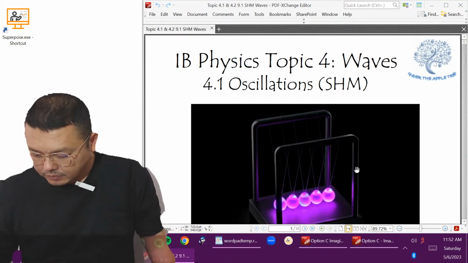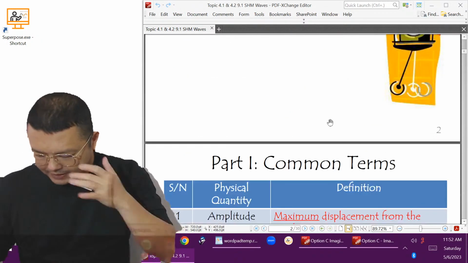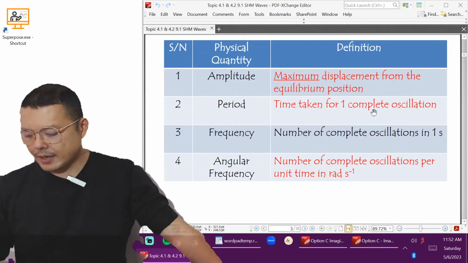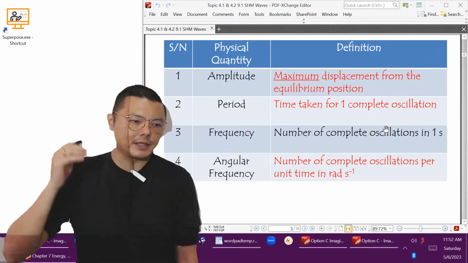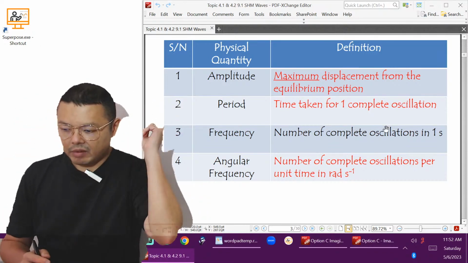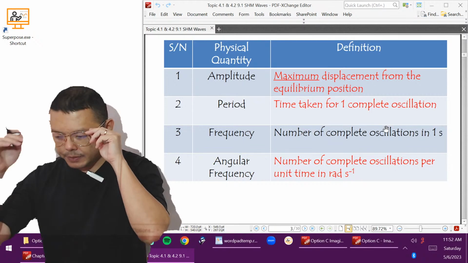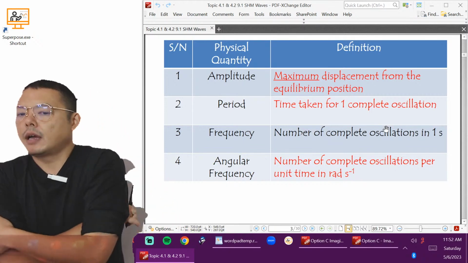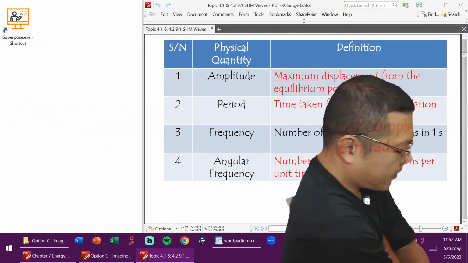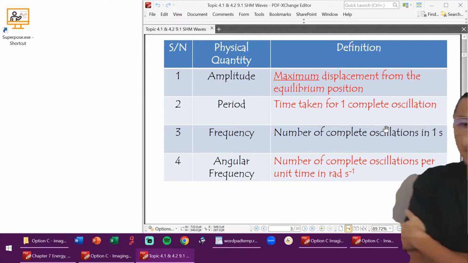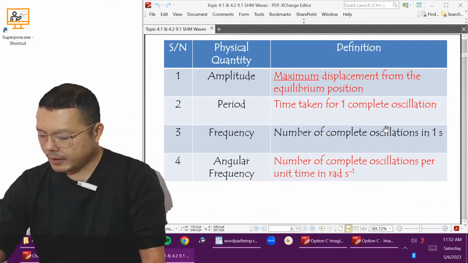So we start off first by understanding a few terms. Amplitude. What's the definition of amplitude? It's up there in my notes. Flip open the notes. Definition of amplitude: maximum displacement from equilibrium.